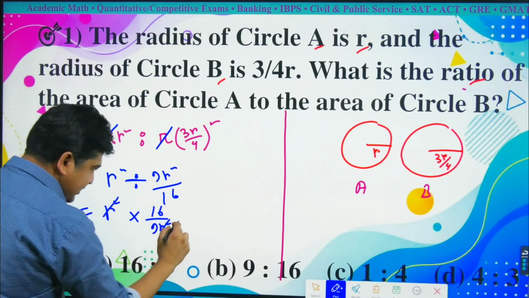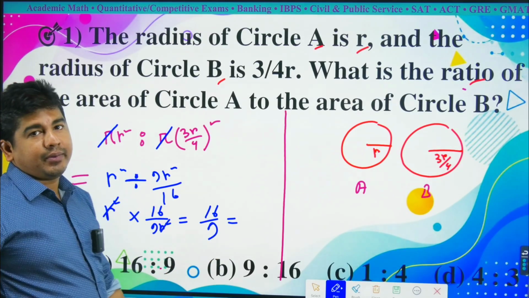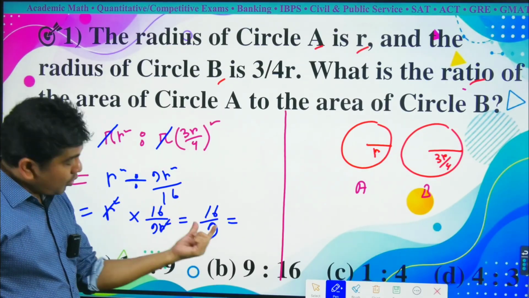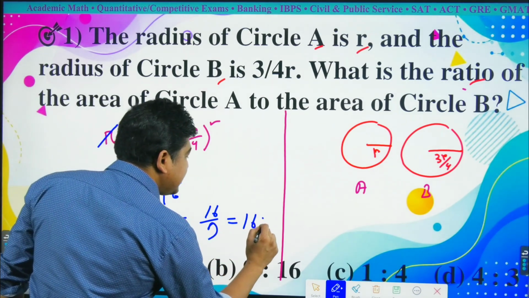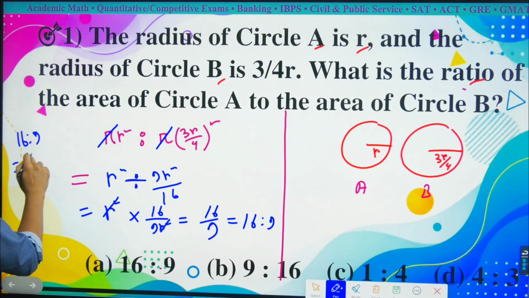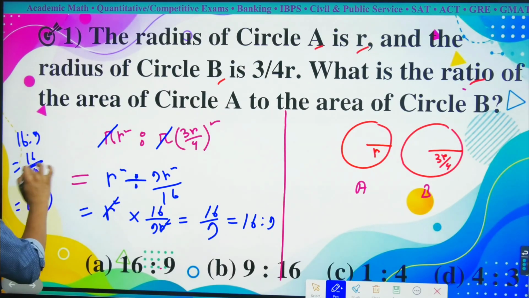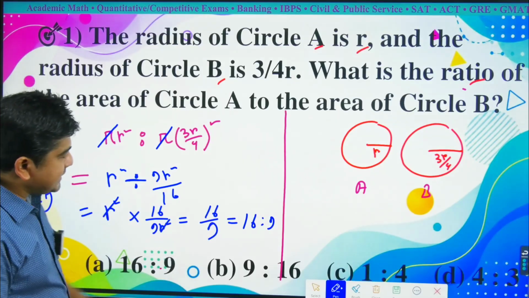So r square, if we cancel, then we get 16 by 9. And this 16 by 9 means divide, by or divide. Divide means is to, or ratio. So we can write 16 is to 9. Look, 16 is to 9, we can write 16 by 9. Similarly, 16 by 9, we can write 16 is to 9. So the answer of this question is 16 is to 9.